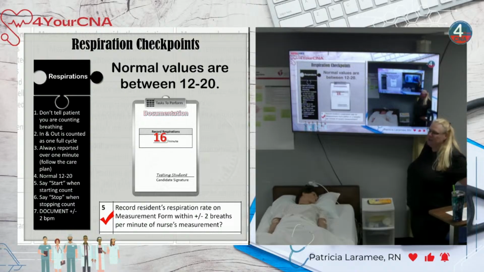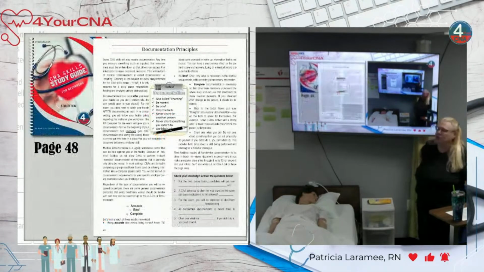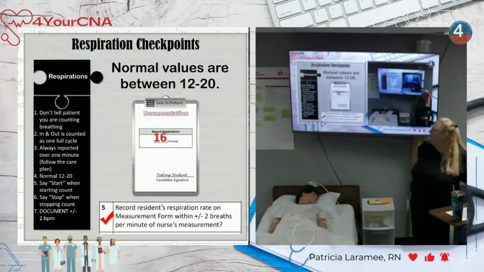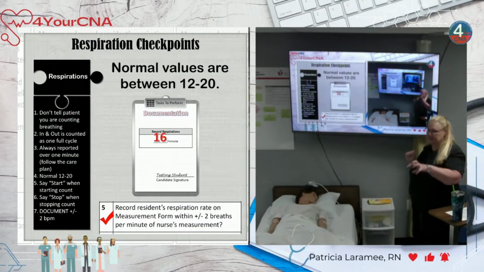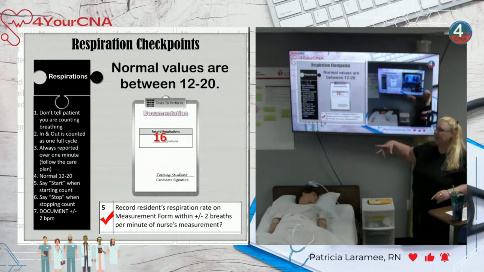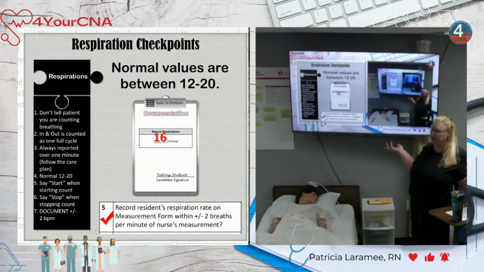For the test, you get 2 breaths in either direction as your variance. What that means is if the evaluator got 16, if you got 14, 15, 16, 17, or 18, you're still in the ballpark and you're fine. That's a huge margin of error, guys. Considering normal is between 12 and 20, and you're getting most of that as a variance.